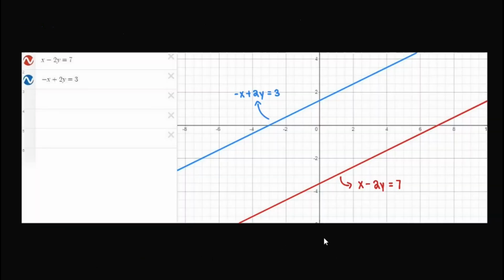Indeed, if we try to graph this in a graphing calculator, as you can see, these two lines are indeed parallel. If we try to extend these lines out here, note that these lines are straight, so just ignore the imperfection of the lines that I have drawn, but they would never intersect.